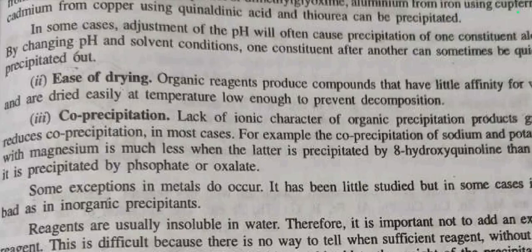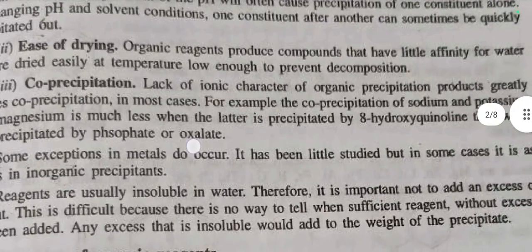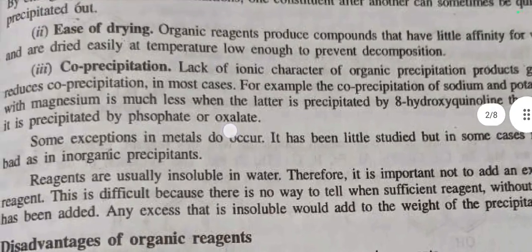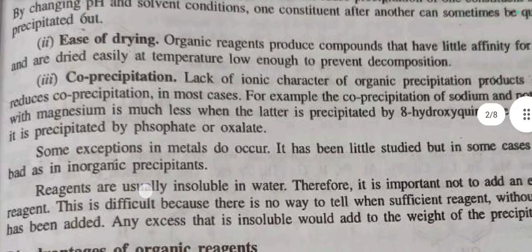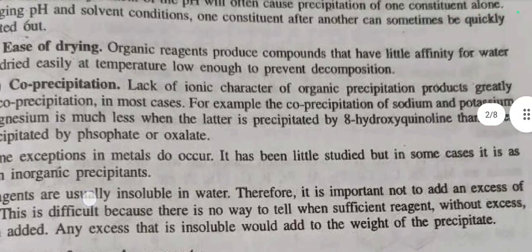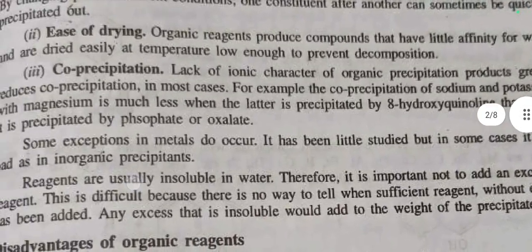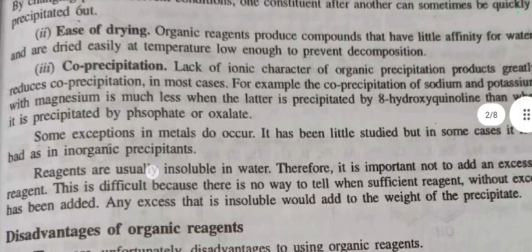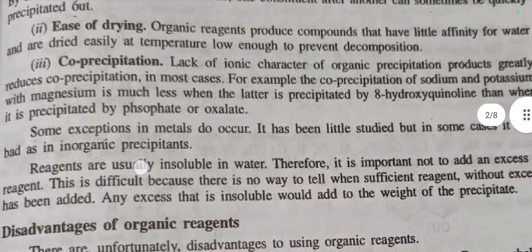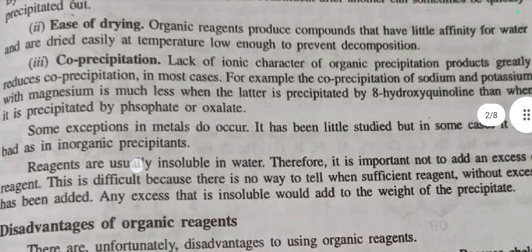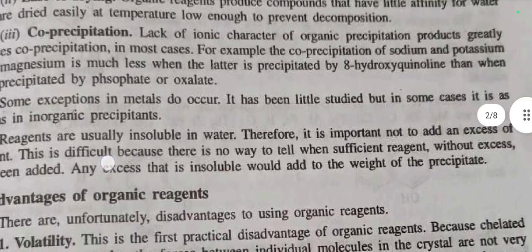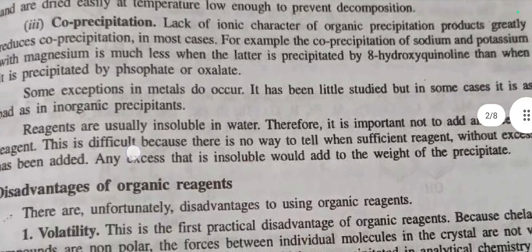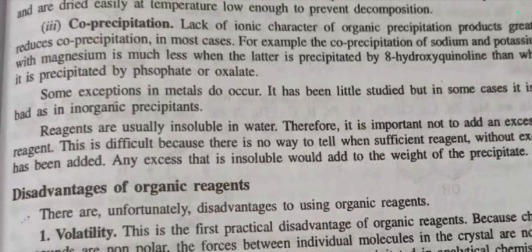Third, co-precipitation. Lack of ionic character of organic precipitation products greatly reduces co-precipitation. In most cases, for example, the co-precipitation of sodium and potassium with magnesium is much less when the latter is precipitated by 8-hydroxyquinoline than when it is precipitated by phosphate or oxalate. Some exceptions in metals do occur. It has been little studied, but in some cases it is as bad as in inorganic precipitants.